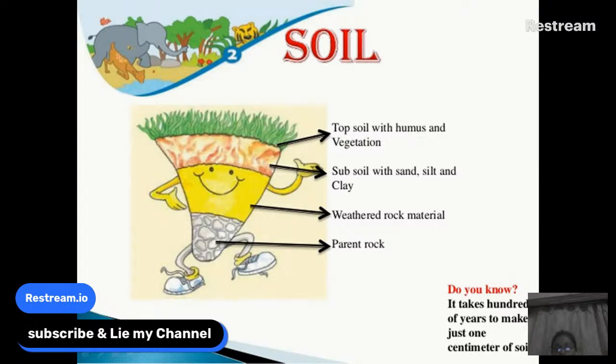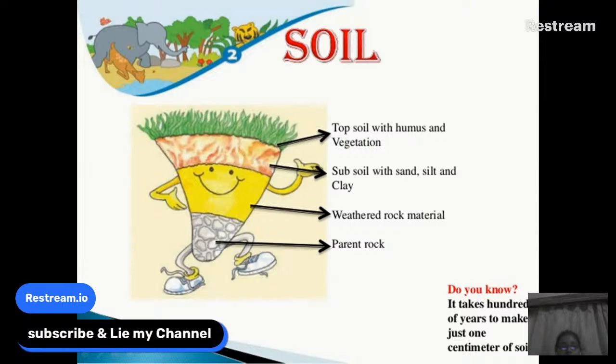Okay, so we'll move on to the next one. Now I will tell you about some of the soil formation terms. First is topography. What is topography? That is the slope of the ground surface as determined by features such as mountains, hills, plains, etc. Next comes weathering. What is weathering? Weathering is the process by which rocks and minerals are changed to soils.